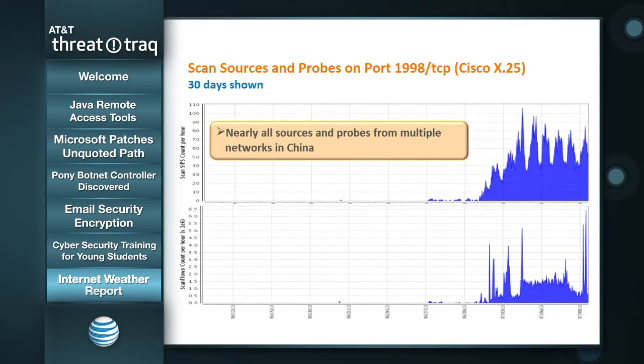It started right around the beginning of July for the most part. There were some inklings of that starting way back around the end of June, June 27th or so. All of these sources, nearly all of them at least, in terms of the number of sources as well as the number of probes, are from multiple networks in China. That is, most of those sources seem to be located there.